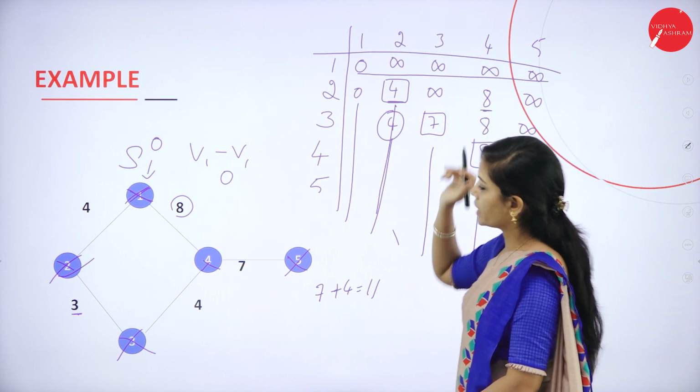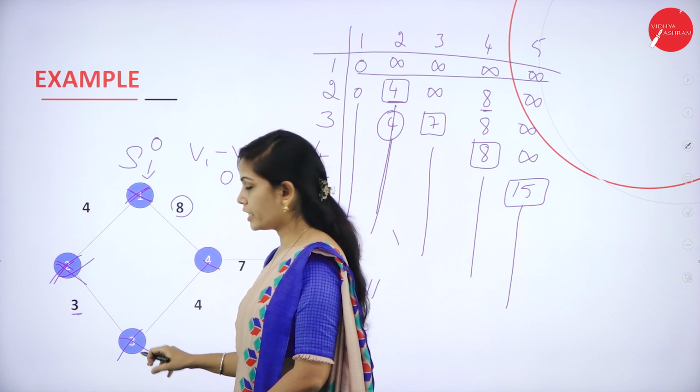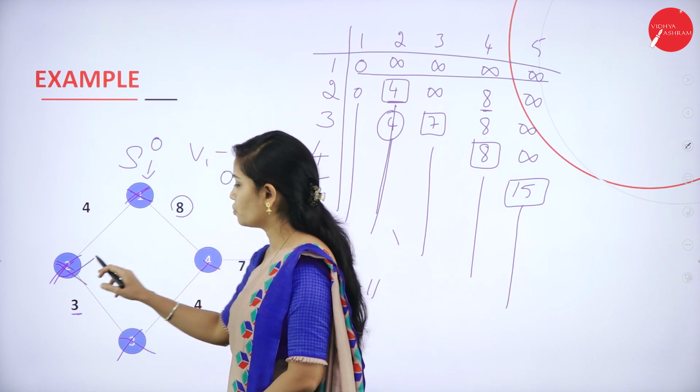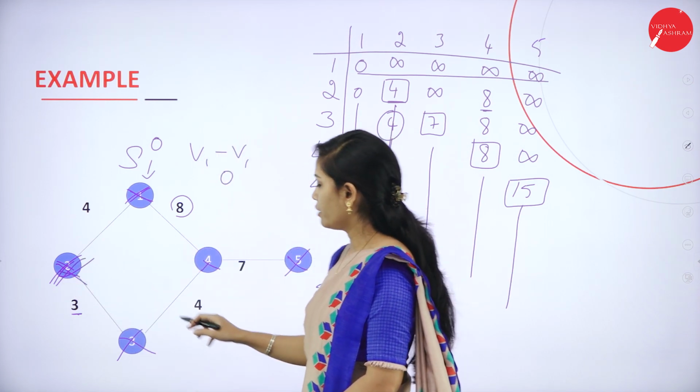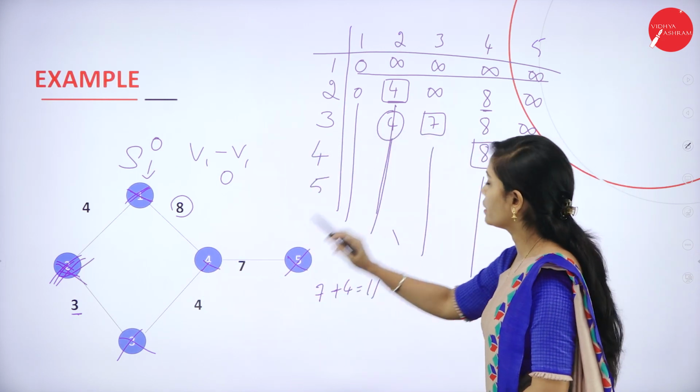It comes under vertex 3. So for vertex 3, you just strike out this. Vertex 3 is connected to vertex 2 and vertex 4. You can't choose vertex 2 again. And vertex 3 is connected to 4, so 7 plus 4 is equal to 11.